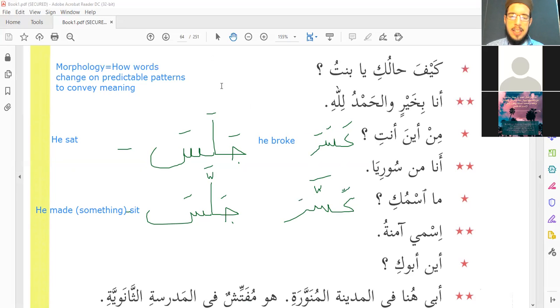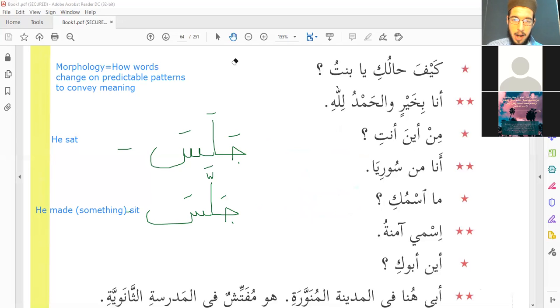Kassara indicates he shattered, right? He did the thing either repeatedly or violently. It has this other quality to it that's not there in kasara. If you say kasara, somebody, it might have fallen out of their hands. It might have been an accident. You say kassara, that means that this person took the thing and shattered it on purpose, right? So this is just a demonstration of what we're talking about. This is morphology. These are morphological patterns.